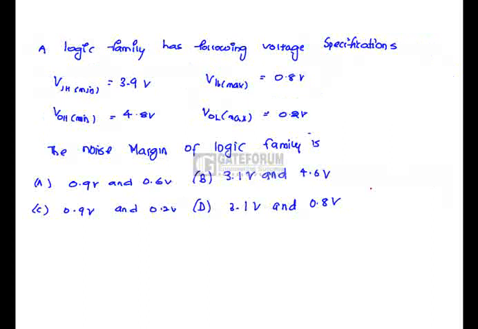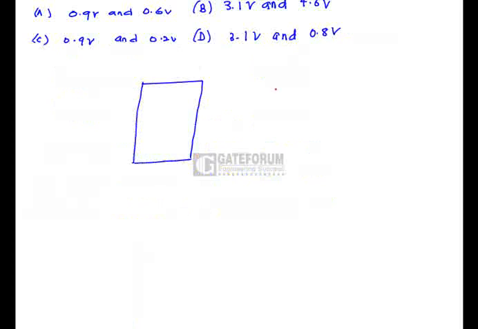It has the following specifications. That is VIH min, VIL max, VOH min and VOL max as given in the question itself. We have to find out the respective noise margins of the logic family for the logic high as well as the logic 0. We know the logic levels can be represented in the block diagram as in the boxes.